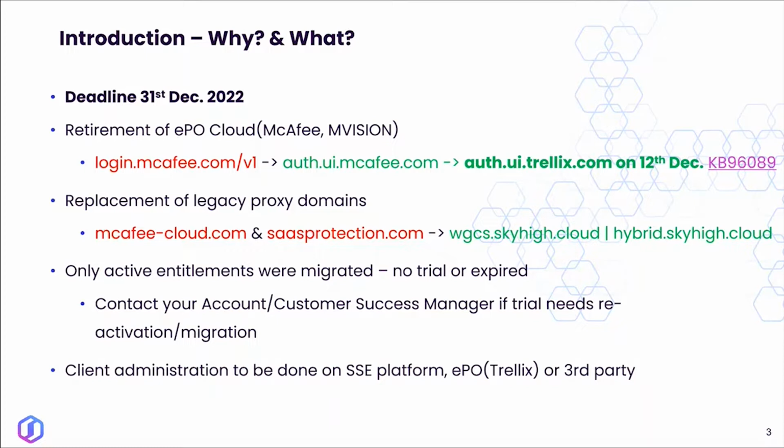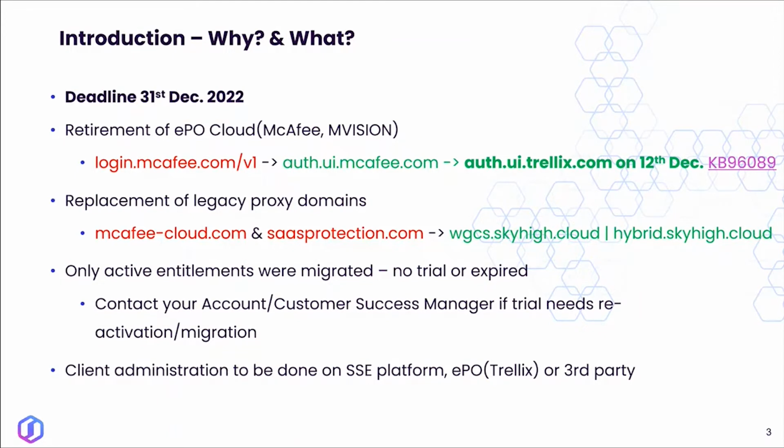The main activity here is to retire EPO Cloud, being one of the legacy technologies in this environment, which will no longer be maintained. So whatever it was called before, like McAfee EPO Cloud and Vision EPO Cloud, this is what is impacted, and the login or access URL is login.mcafee.com/v1. The current URL you have to use to get into the environment is auth.ui.mcafee.com, but I think a communication was already sent recently on getting this replaced as well on the 12th December by auth.ui.trellix.com. A KB is given as reference.